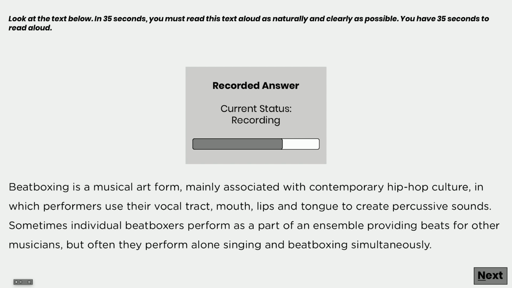Beatboxing is a musical art form mainly associated with contemporary hip-hop culture in which performers use their vocal tract, mouth, lips, and tongue to create percussive sounds. Sometimes individual beatboxers perform as part of an ensemble, providing beats for other musicians, but often they perform alone, singing and beatboxing simultaneously.